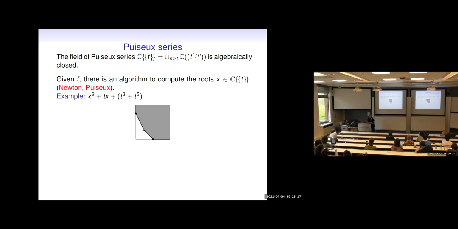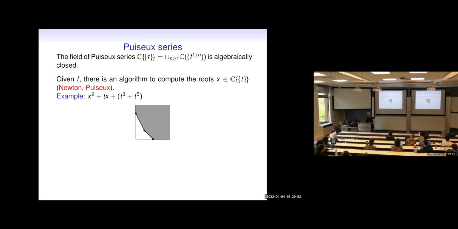So x squared has coefficient 1, so that's why it's on the x-axis, the point (2, 0). We go t times x, so I say x, I remember a 1, t to the 1, so that's the point (1, 1). And then the constant term, t cubed plus t to the 5th, I remember the 3, that's the lowest power of t that shows up.